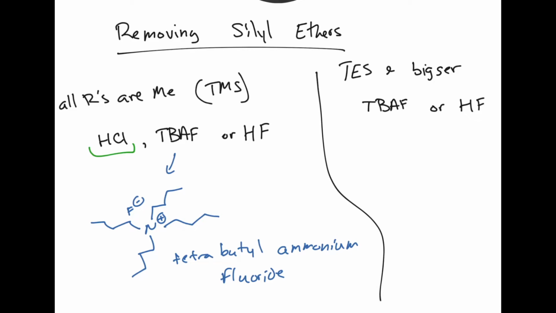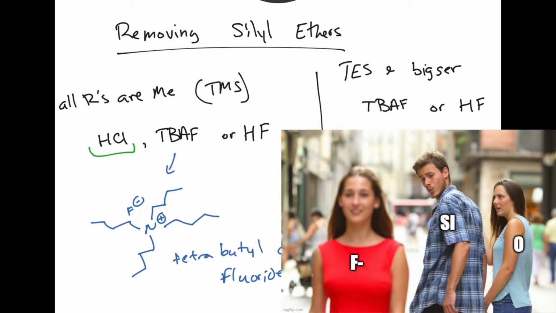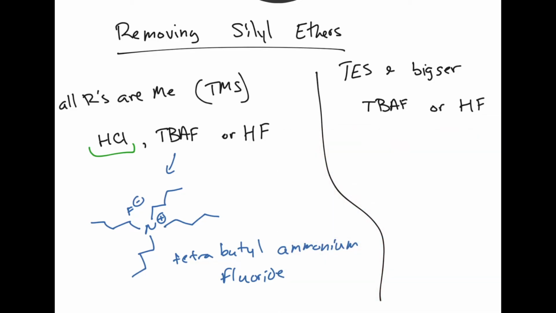silicon's second favorite atom to be bonded to is oxygen. Its favorite atom to be bonded to is fluorine. So we add F minus, and silicon basically is the meme where the guy's looking at the girl in the red dress over his shoulder. It's like, ooh, fluoride, how you doing? And it dumps oxygen and makes a bond to fluorine, right? We're super lucky that it works out like that, because if not, we have no good ways to protect alcohols. So we got lucky that silicon's like, I like oxygen, but I really like fluorine, right?